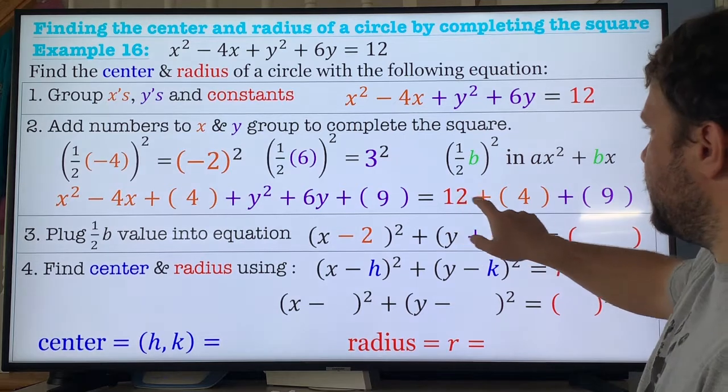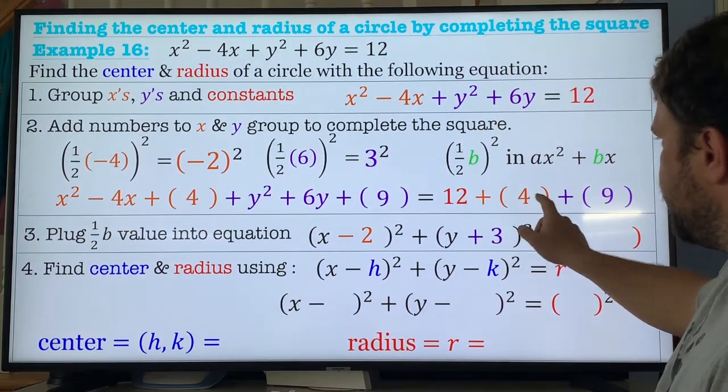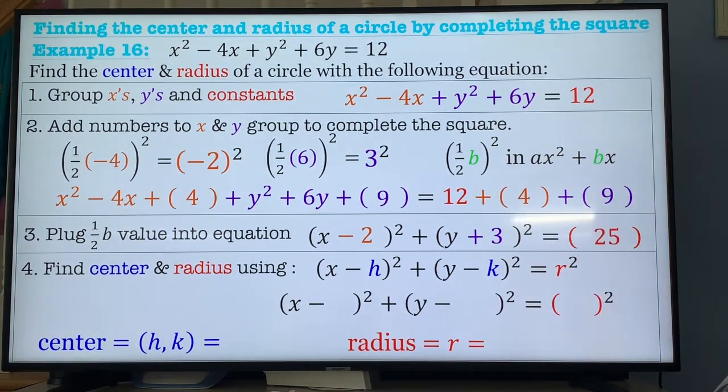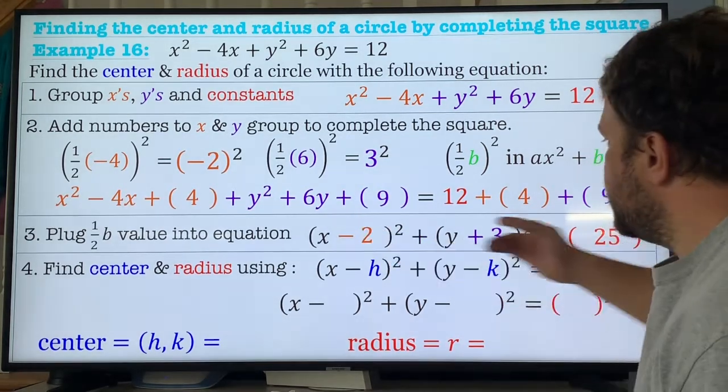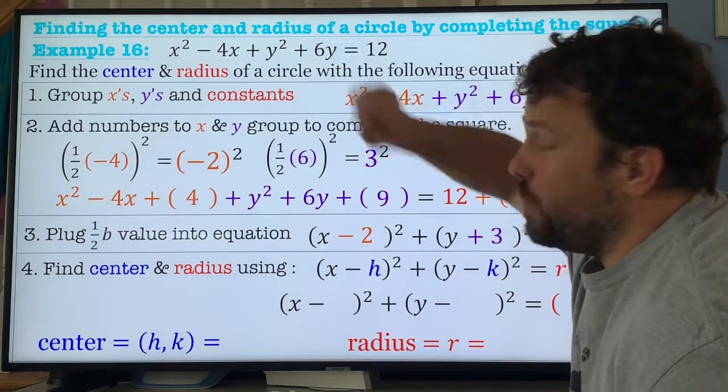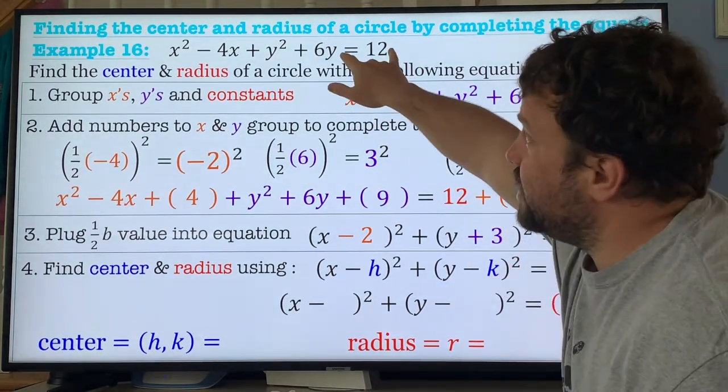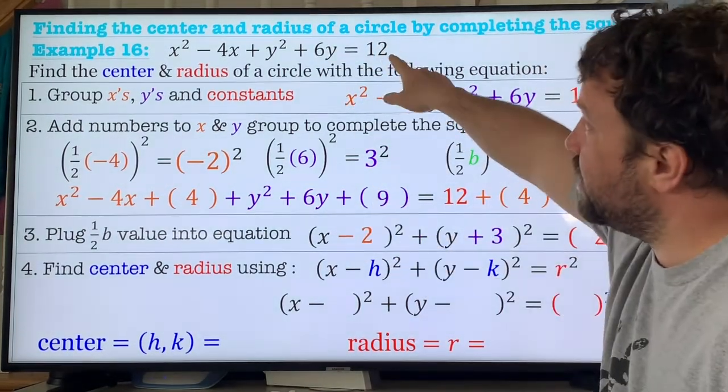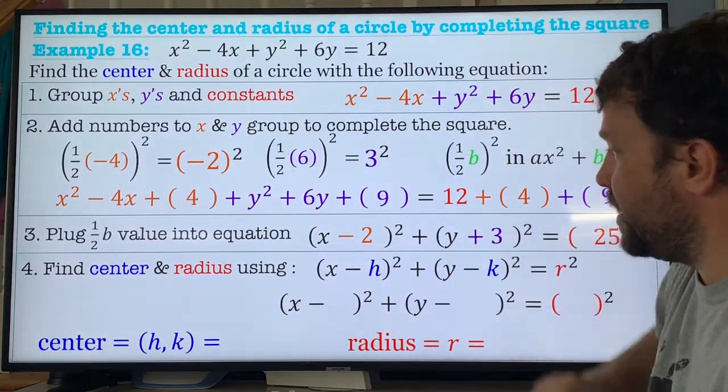Now, on this side, because we balanced it, 12 plus 4 plus 9, the number is going to change, and it changes to 25. All right, so you created a circular equation from all that, and this equals that. They're the same exact answer. If you plug in an x and a y for that, you'll get the same x and y value.